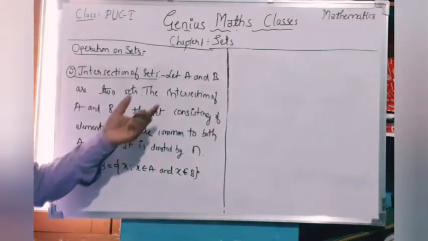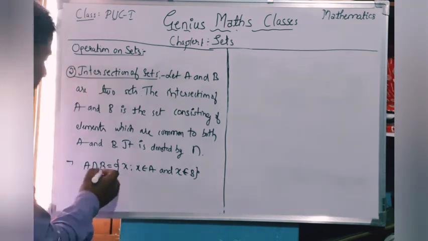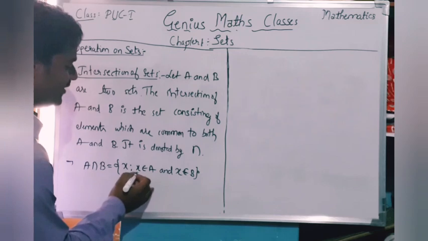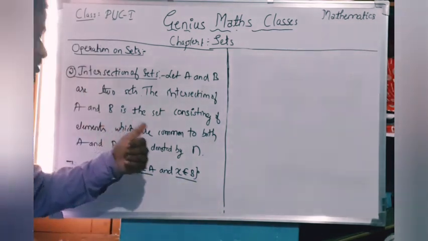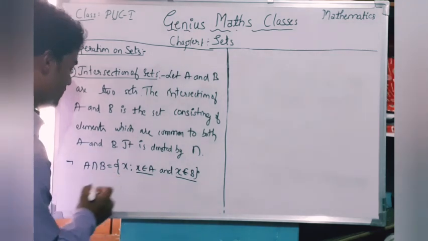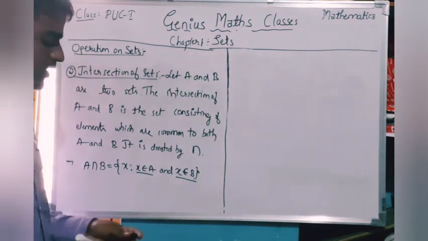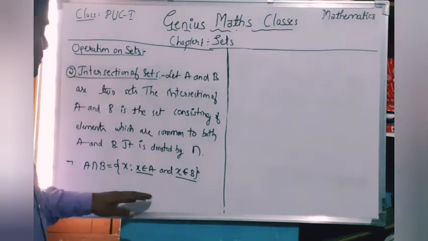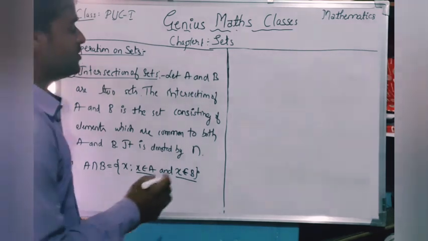So this is the difference between intersection and union operations. Here we write the set A intersection B with x such that x must belong to A and x must belong to B. In the union operation we write the set A union B such that x either belongs to A or belongs to B. This is the difference between union and intersection. Similarly, we consider some examples here.